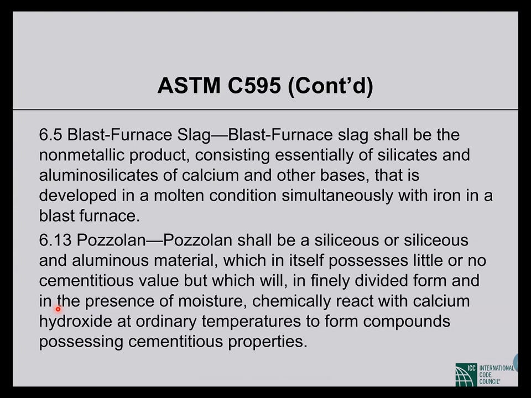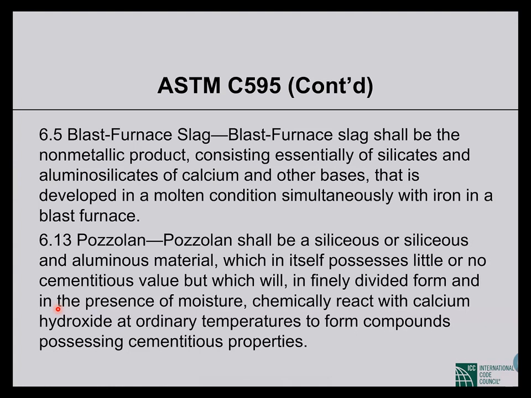Pozzolan shall be a siliceous or siliceous and aluminous material, which in itself possesses little or no cementitious value, but which will, in finely divided form and in the presence of moisture, chemically react with calcium hydroxide at ordinary temperatures to form compounds possessing cementitious properties. So it doesn't naturally have cementitious properties, but in certain conditions when there is moisture, it reacts with calcium hydroxide. This is called pozzolanic property. The hydraulic property is when some compound gains strength just by coming in contact with moisture. And pozzolanic property engages in chemical reaction with calcium hydroxide, and then it creates some compound which has strength.